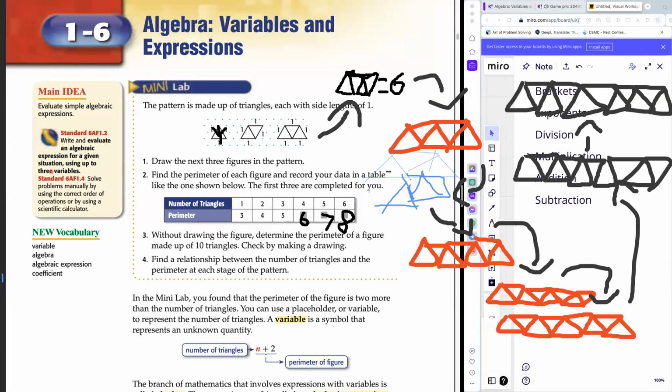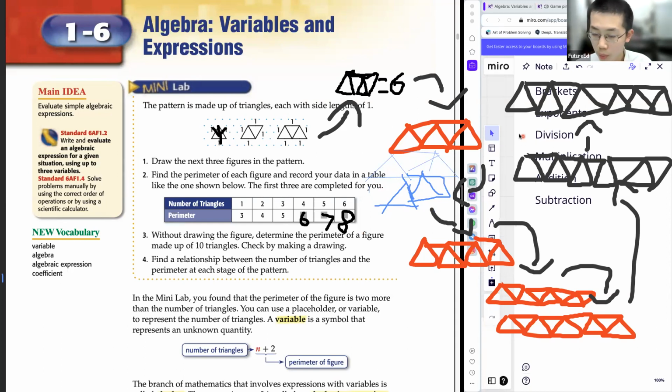So we have 1, 2, 3, 4, 5, 6, 7. I think Jason filled it in as 7. After that, for the 8 triangle one, there's 1, 2, 3, 4, 5, 6, 7. I think this is a total of 7 triangles. So the 6 triangle one would have a perimeter of 8.